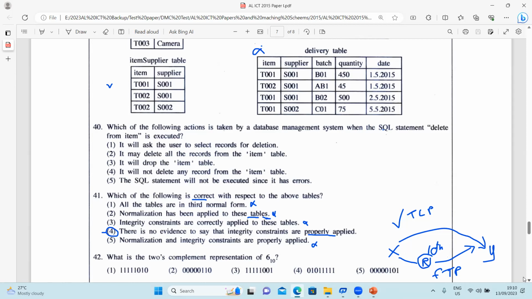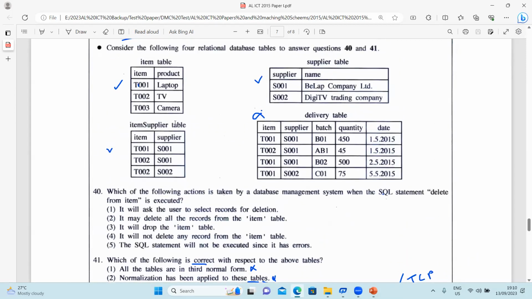All the tables are in third normal form. Can we say this is in third normal form by looking at this one? We can't, because the relationships are not defined perfectly. So they must give this one as a composite key if it is so. Not given, therefore the first one is wrong.